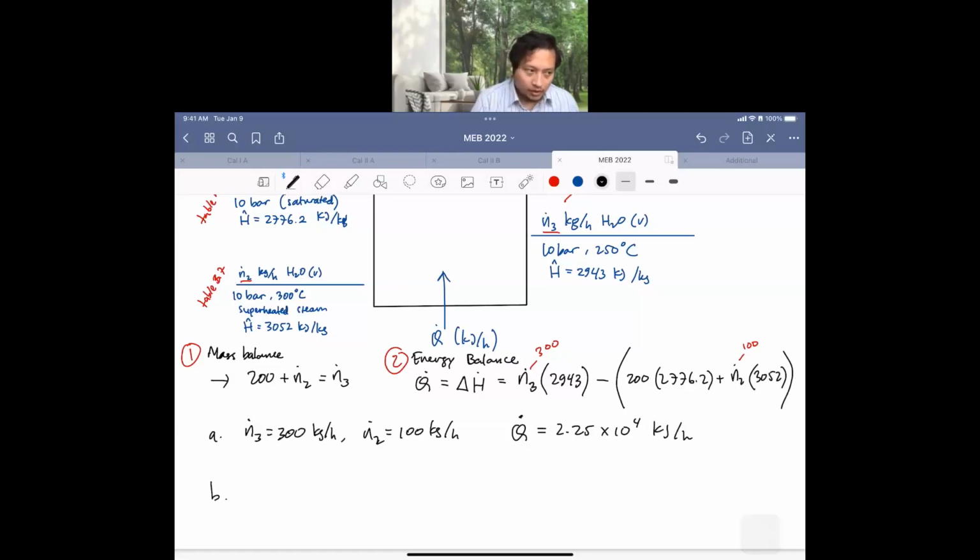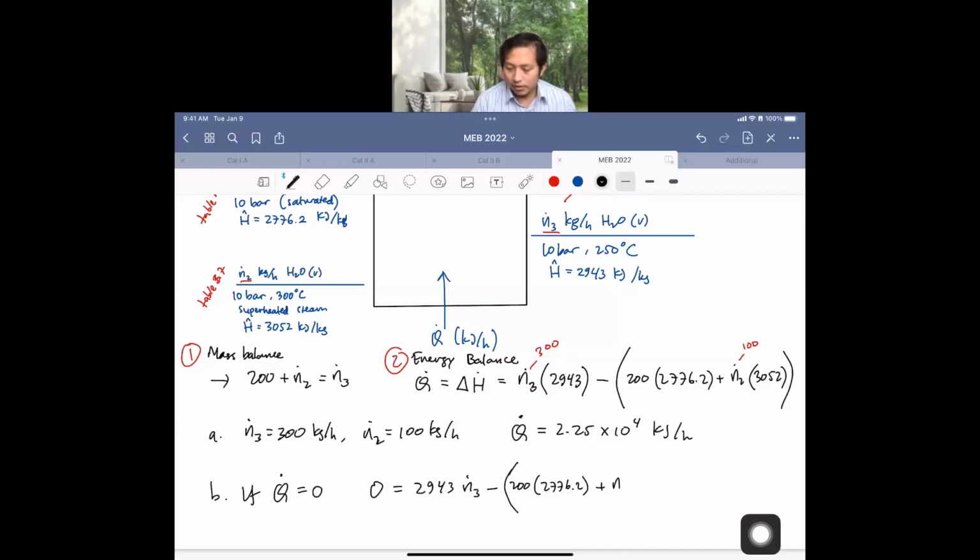And number B, if Q is zero, then we are going to solve linear equations, right? Linear equations. So we'll have 0, 2, 9, 4, 3, and 3 minus 200.